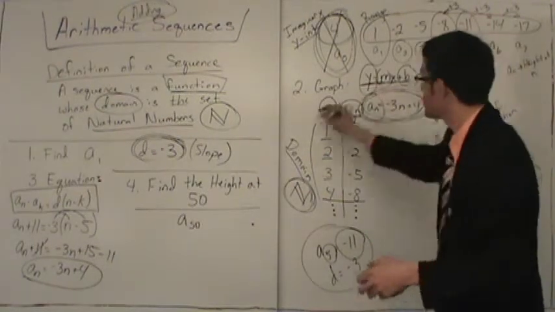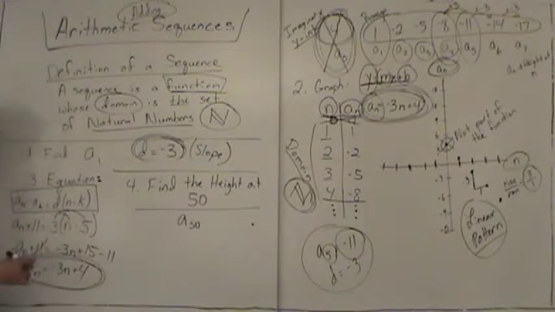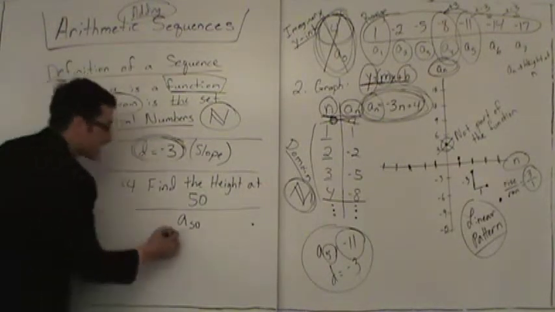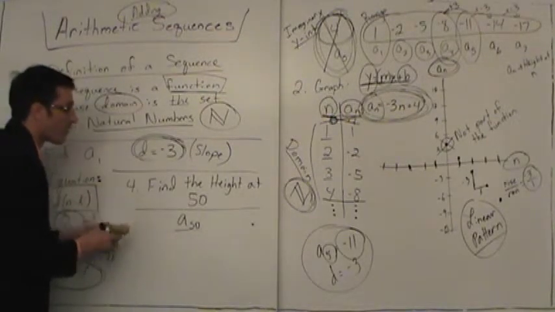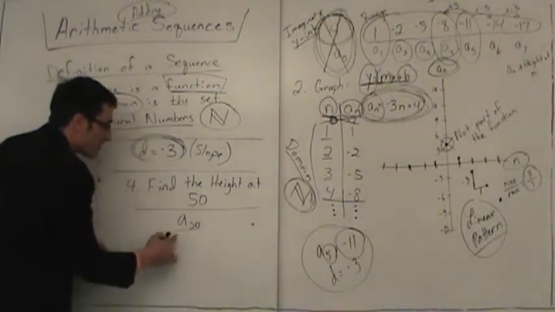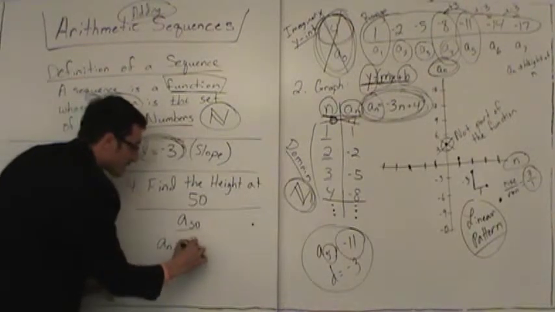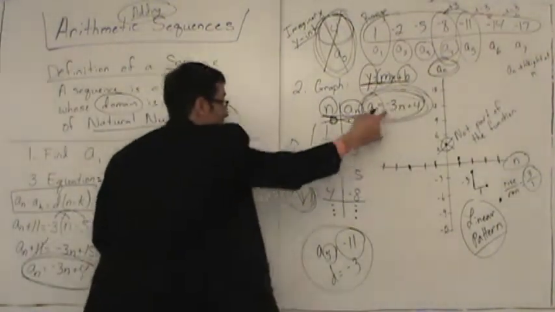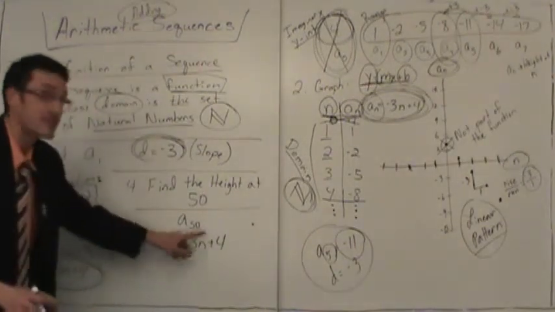What is the equation useful for? Or I should say, what is the equation used for? The equation is used to generate large terms in the range, or large values in the range, or heights at large n values. So let's go ahead and write the equation. A sub n equals negative 3n, we're using this equation, plus 4. Okay, and this will allow us to generate a height at 50 very quickly.